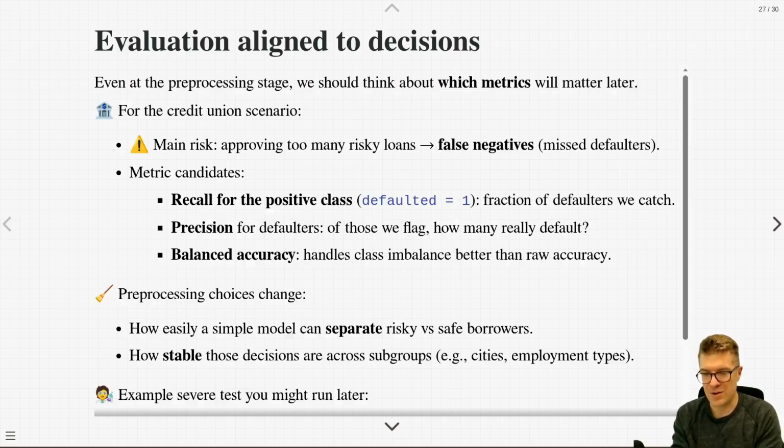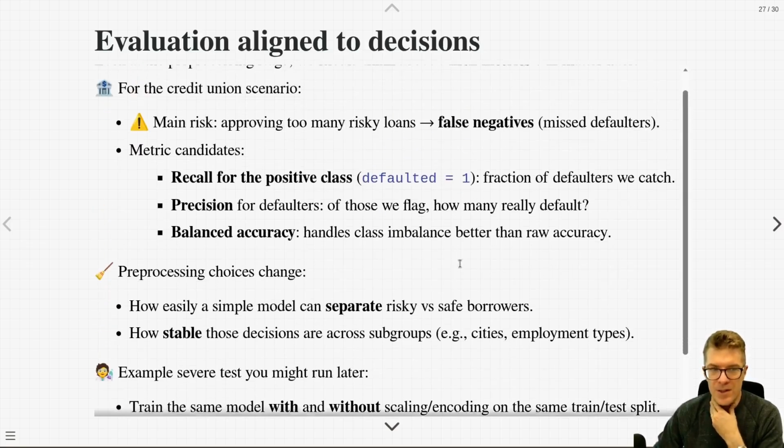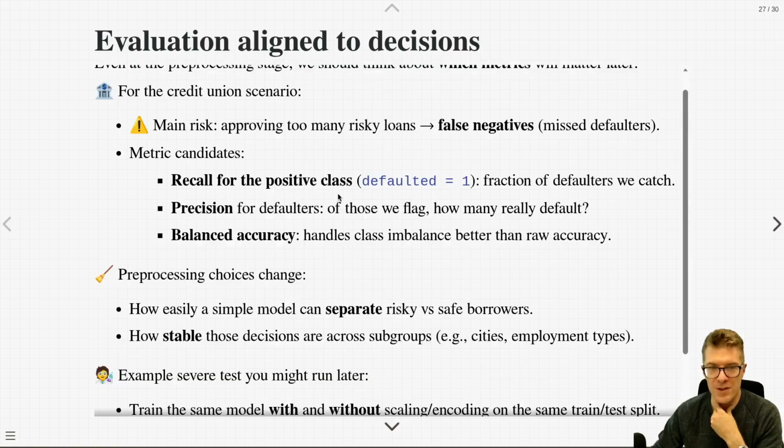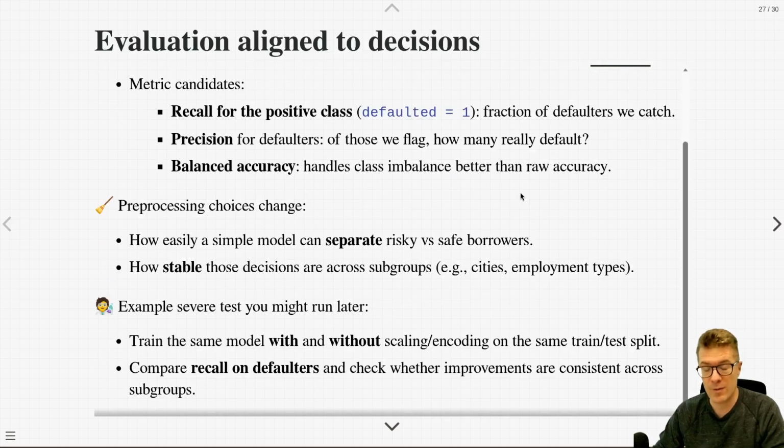those dollars again. So some metrics we might care about are things like recall for positive class, precision, and accuracy. We'll talk about those in future modules. But just to highlight, we want to have a couple of statistics we can use to measure how often we catch these defaulters, and how many people we accuse of being defaulters are actually defaulters.